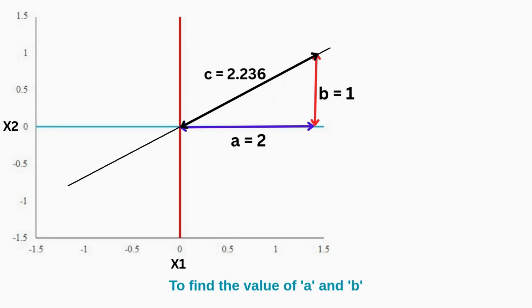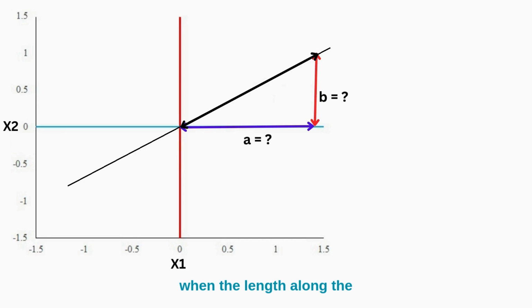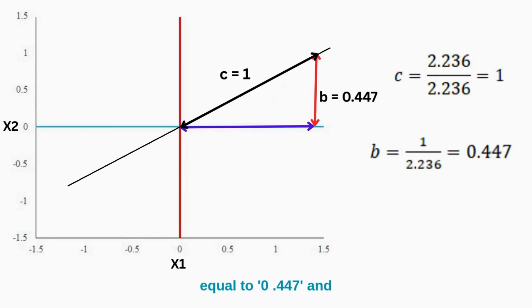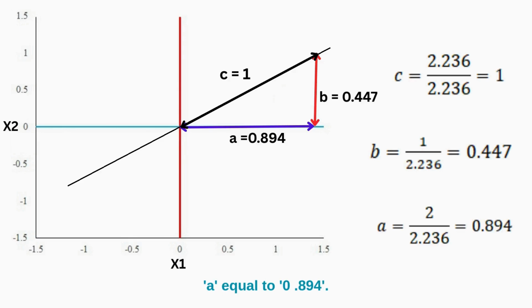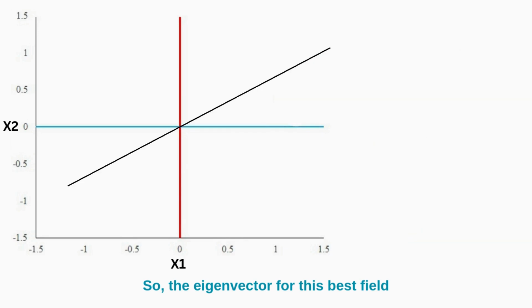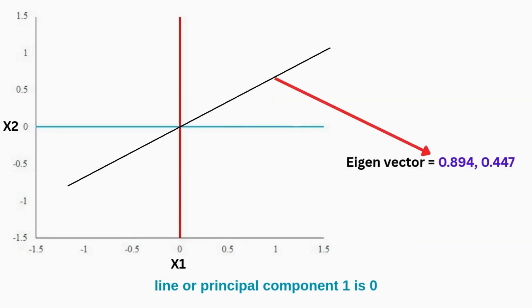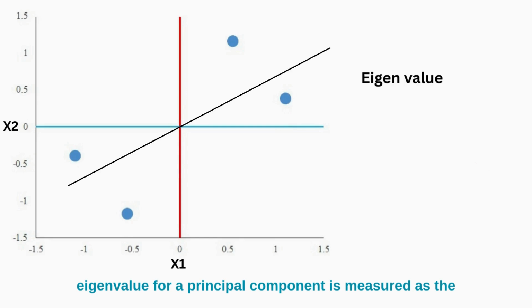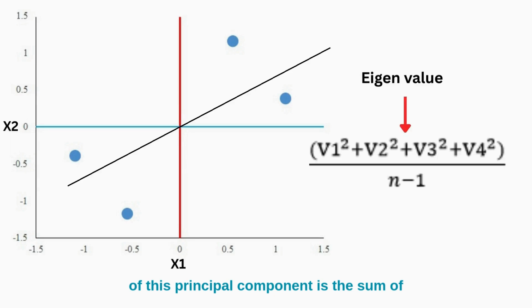To find the value of a and b when the length along the principal component is 1, we divide each component by 2.236. So now the length of the principal component is c equal to 1, b equal to 0.447 and a equal to 0.894. So the eigenvector for this best fit line, or principal component 1, is 0.894, 0.447. The eigenvalue for a principal component is measured as the average of the explained variance. The eigenvalue of this principal component is the sum of the variance explained by this line divided by n-1.